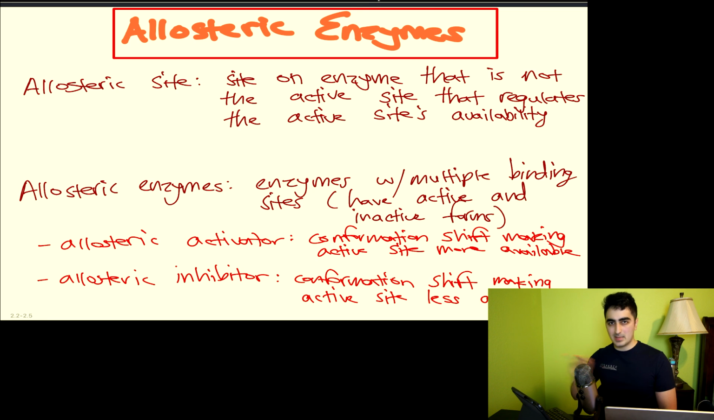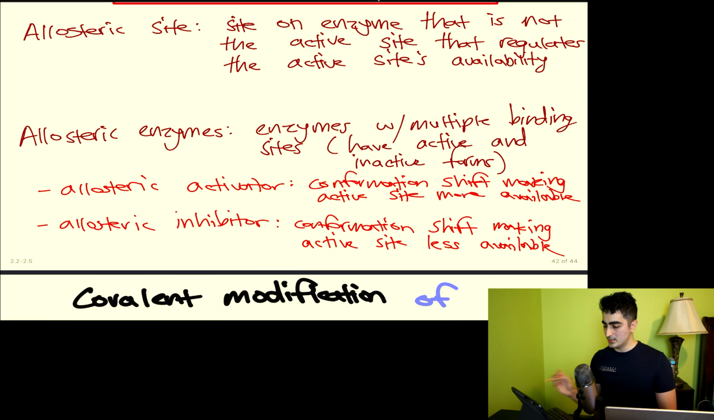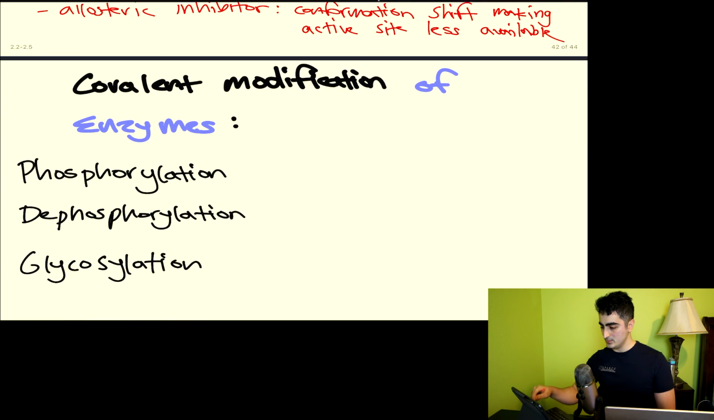I'm going to skip over the allosteric sites. We talked about how an allosteric site is a site on an enzyme that is not the active site, that regulates the active site's availability. Allosteric enzymes are enzymes with multiple binding sites. An allosteric activator binds to the allosteric site and changes the conformation of the active site, so it makes it more available for substrate, making it easier to bind. An allosteric inhibitor does the opposite.